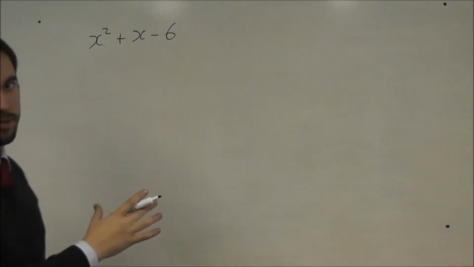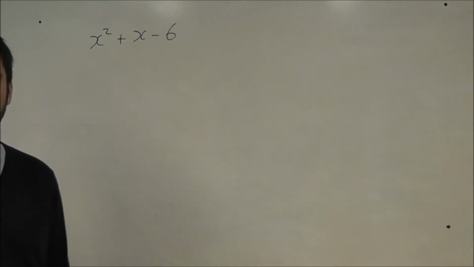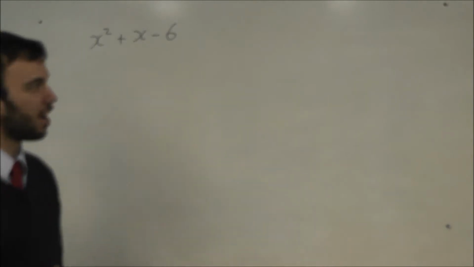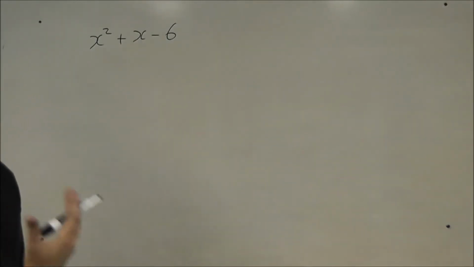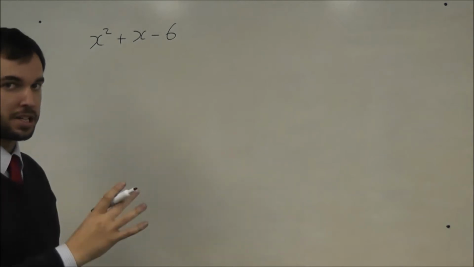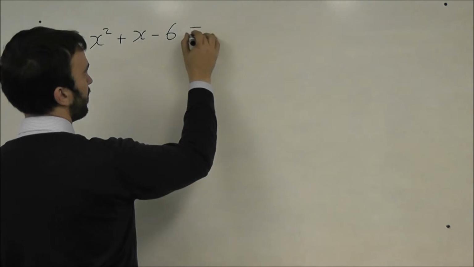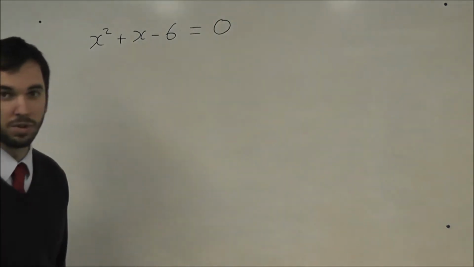Okay, so here we have what's currently known as an expression. It's not equal to anything. At the moment, x could literally be anything. We don't know what it is, but if we have it equal to a number, then x becomes something specific. So let's think of putting it equal to 0.